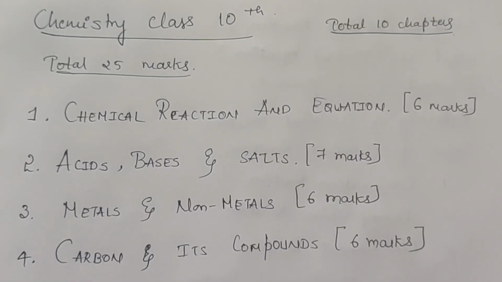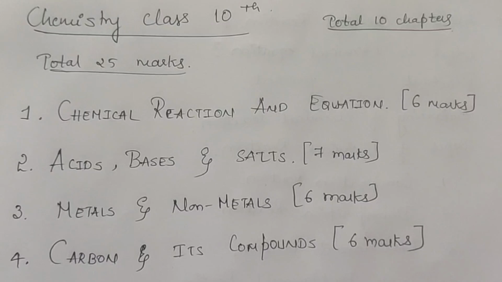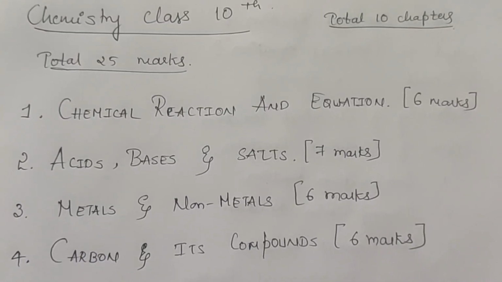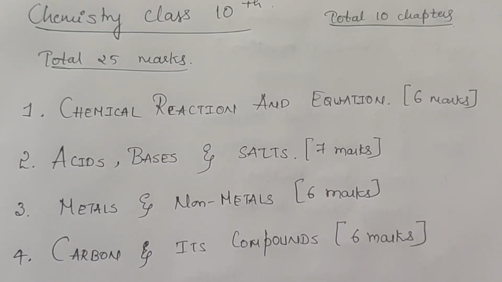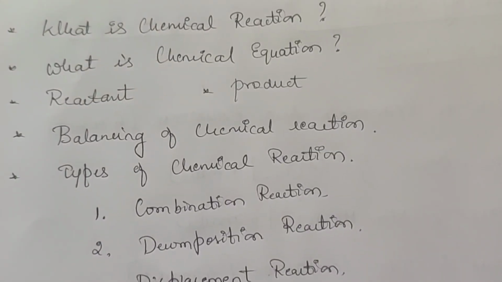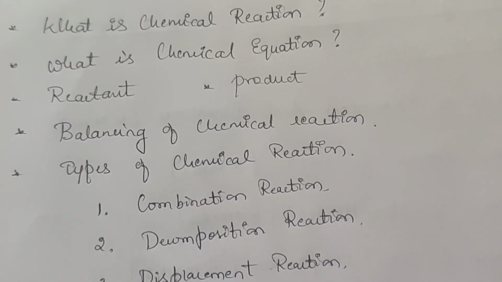By adding all these marks, from the part of chemistry you have 25 marks, and the remaining you have from physics and biology. So let us start with the first chapter, that is chemical reactions and equations.